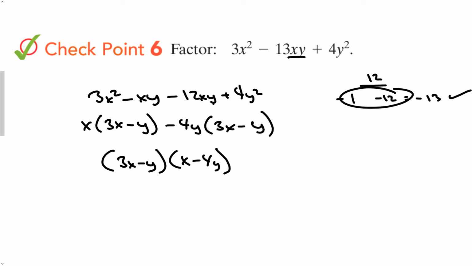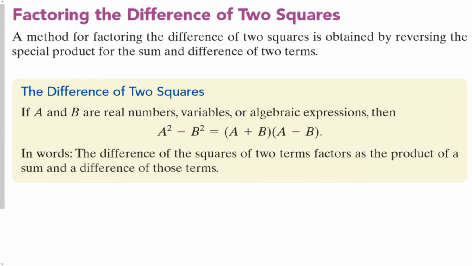All right, so now that we have the basics, let's do some special cases. So first is called the difference of two squares. And the method for factoring these is by reversing the special product of the sum and the difference of two squares. So if a and b are real numbers, the variables or algebraic expressions, then, oh, this is important, they don't just have to be real numbers or variables. They could actually be algebraic expressions. If we have something squared minus another something squared, it factors into a plus b times a minus b.